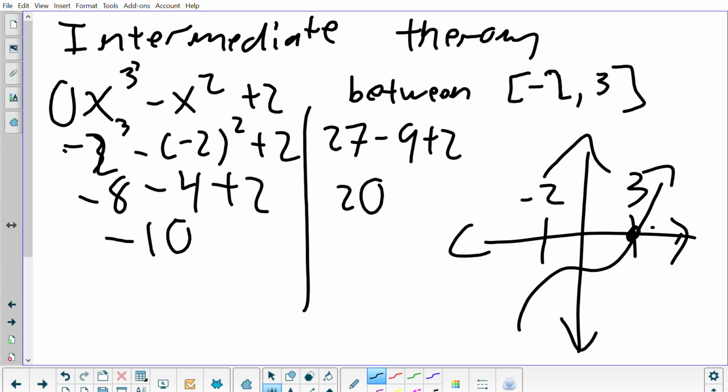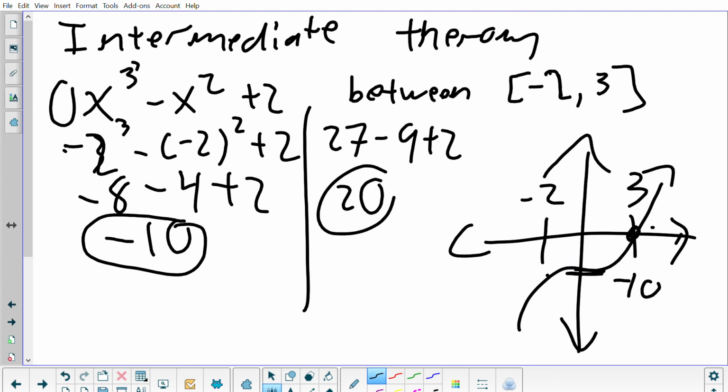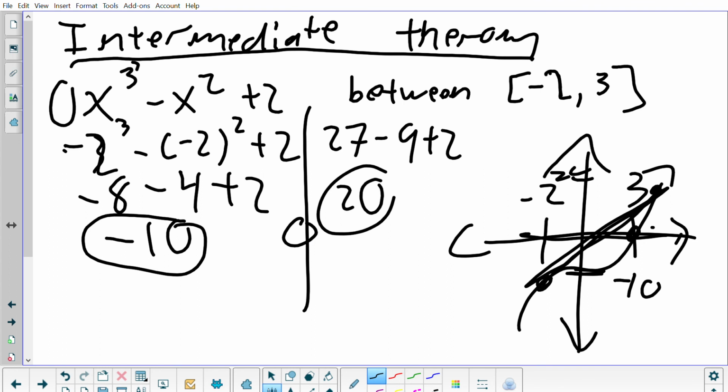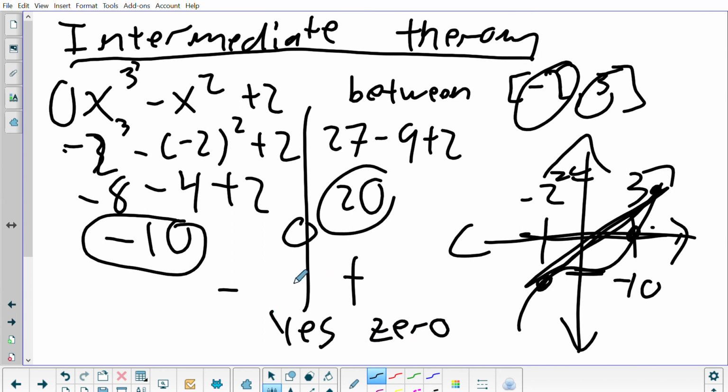If you get a negative answer and a positive answer, -10 and 20, that means that somewhere in between there, it had to have crossed 0. So yes, there is a 0. So all the intermediate value theorem is saying is plug in these two numbers. If you get one negative, one positive, yes, there is a 0 in between them. If you get two of the same sign, we would say no.